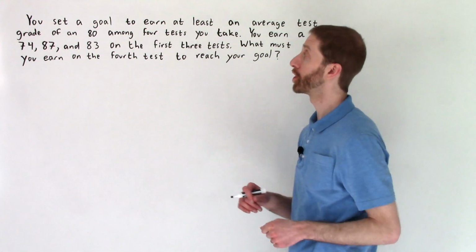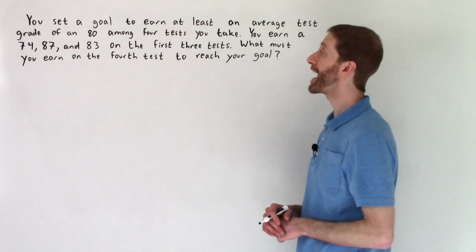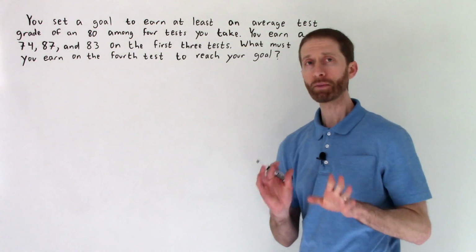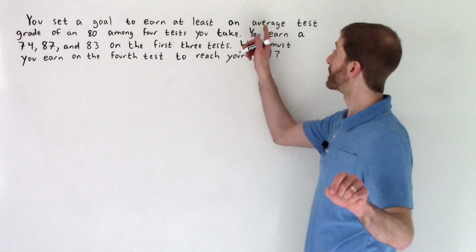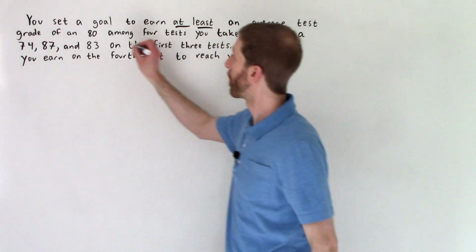So you set a goal to earn at least an average test grade of an 80 among 4 tests you take. A couple of key things here. The at least right there, an average test score of an 80.